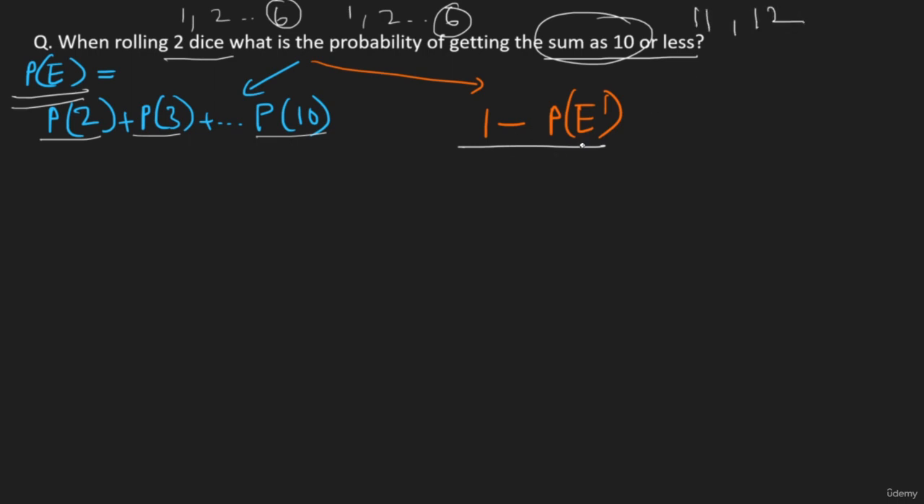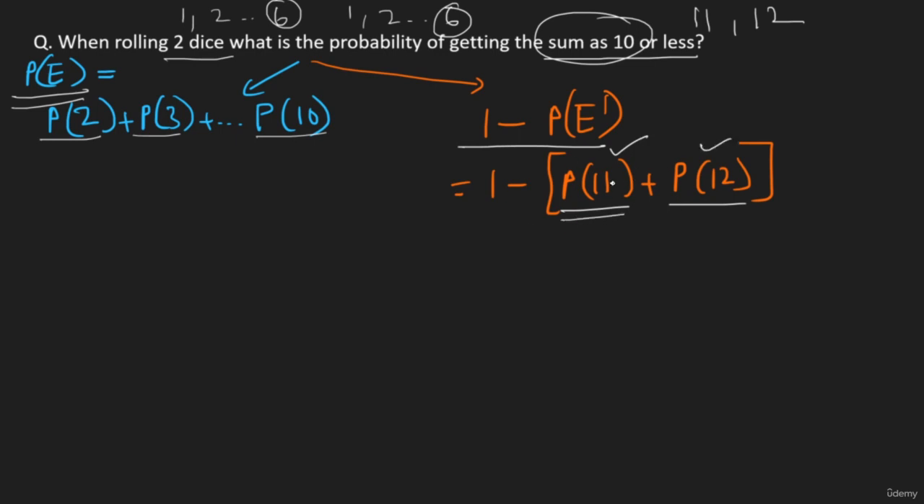So over here, P of E is equal to 1 minus P of E dash, which is 1 minus the probability of getting 11 plus the probability of getting 12. So we can see that this approach saves us much more time because we just need to find two probabilities. Alright, let's see the case where we obtain 11.